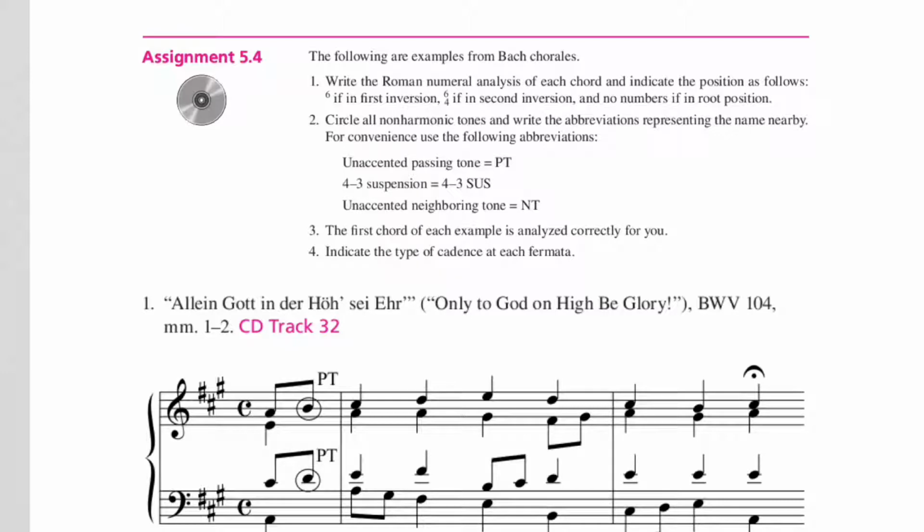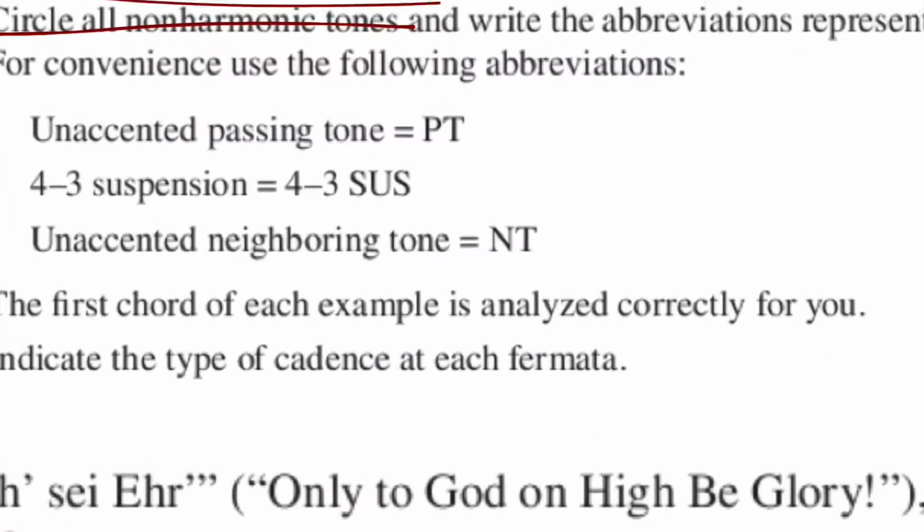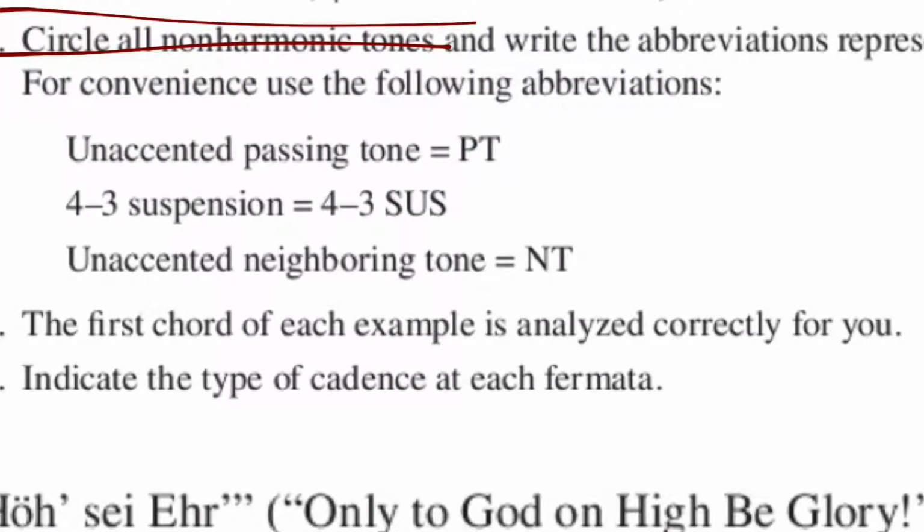So it says write the Roman numeral analysis for each chord. You're supposed to do that. And tell us the position of the chord: 6 for first inversion, 6/4. We know that stuff already. Okay. Circle all the non-harmonic tones. So we've got to do that too. And write the abbreviations for them. They say PT for passing tone. Again, you can really just say P. But this is important here.